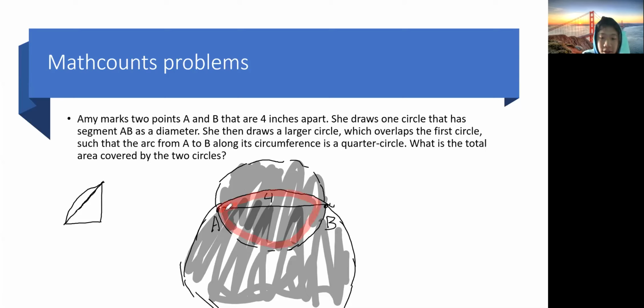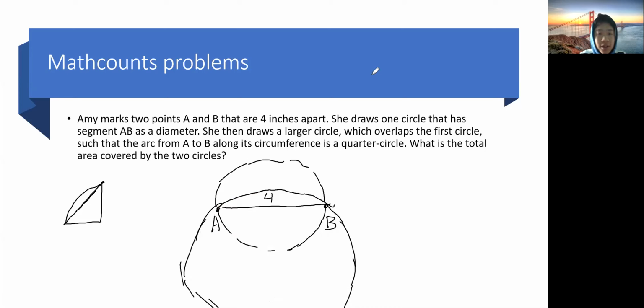We're adding this part two times, right? Because if we add the first circle, we're adding this part. If we add the second circle, we're adding this part again. We can't just simply add the two areas of the circles together. Okay? So you have to divide up this area somehow.